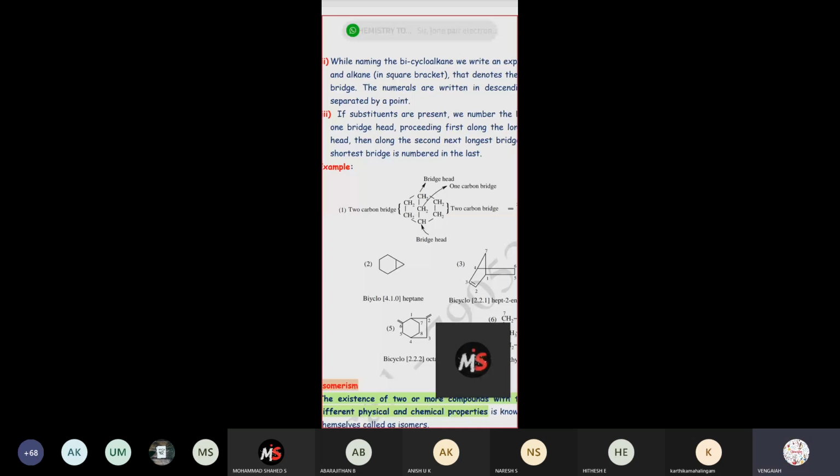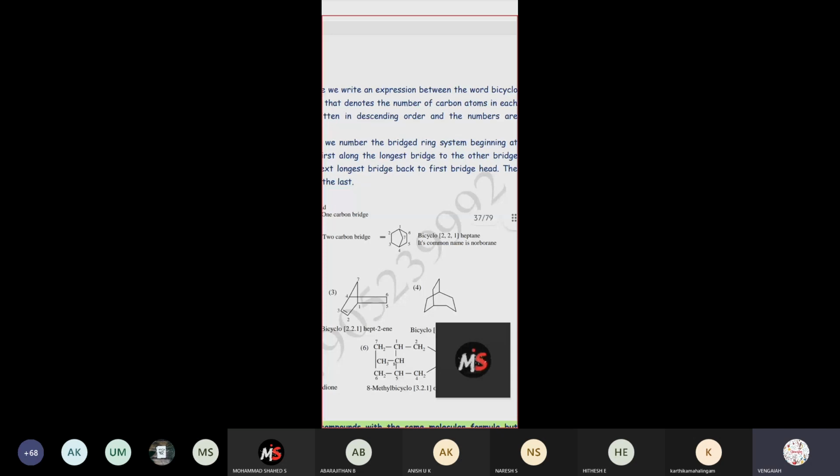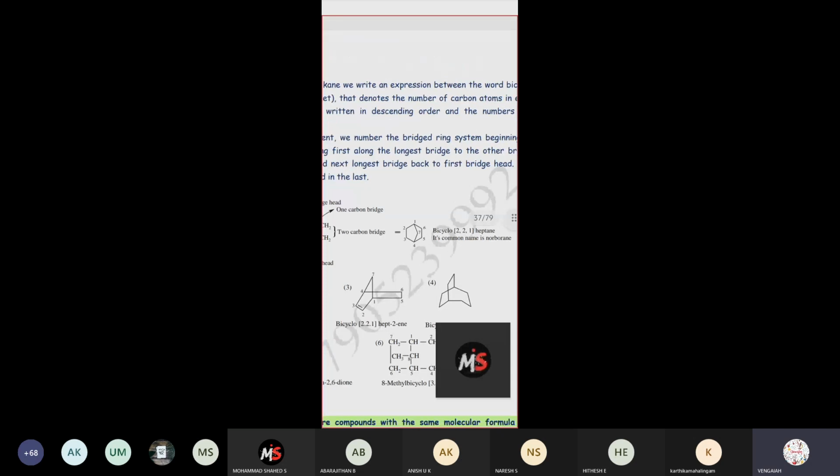Okay? Yes, that's why it is given. This is a bicyclic compound. Start naming it: bicyclo. Then the bridge numbers, so bicyclo [2,1], write it in square brackets. After that, how many carbons will be there? In total we have 7 carbons, so you can write heptane.